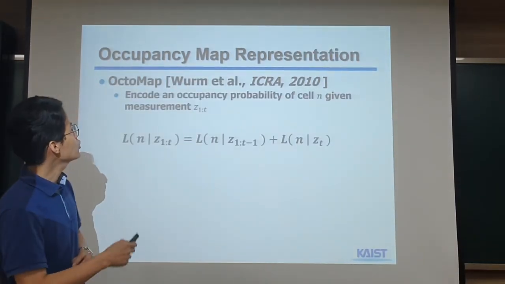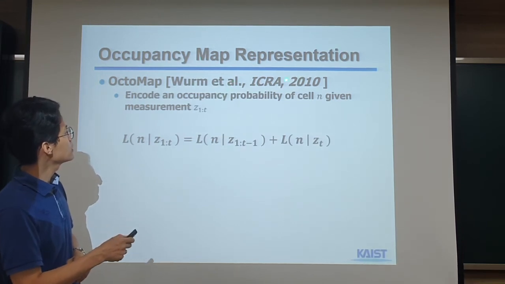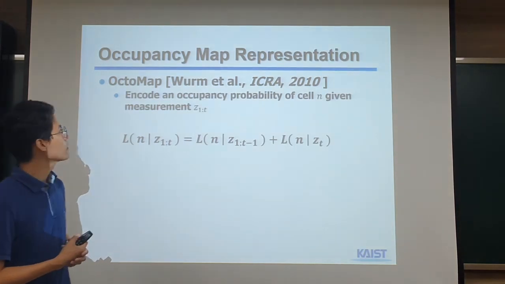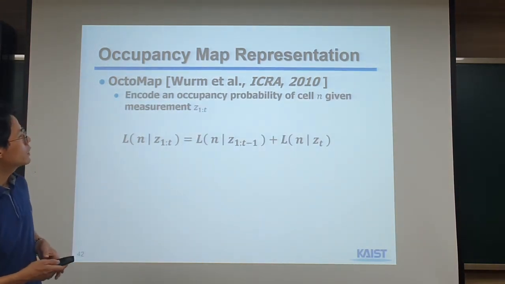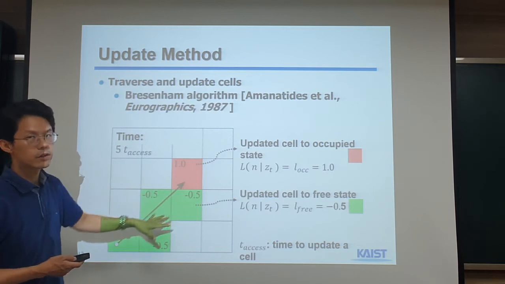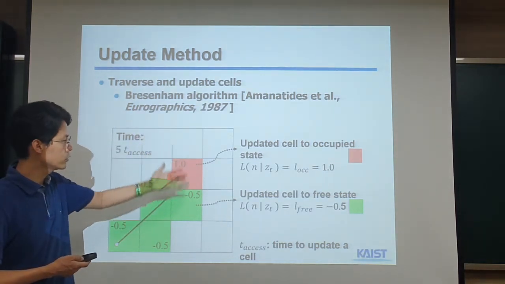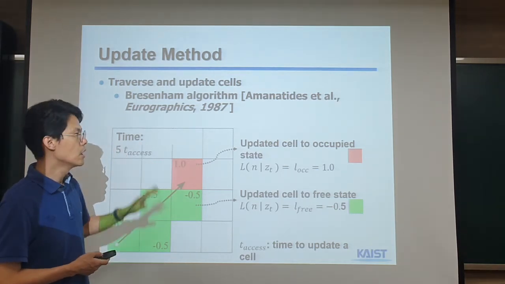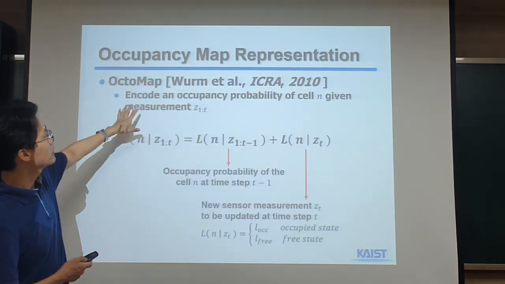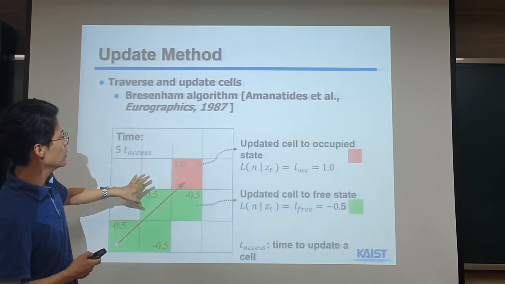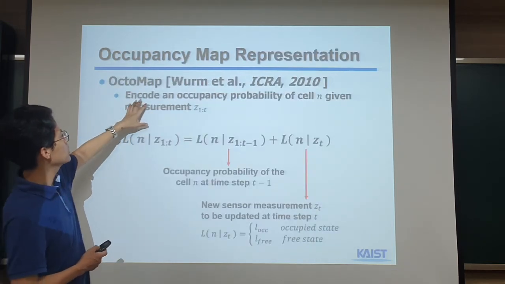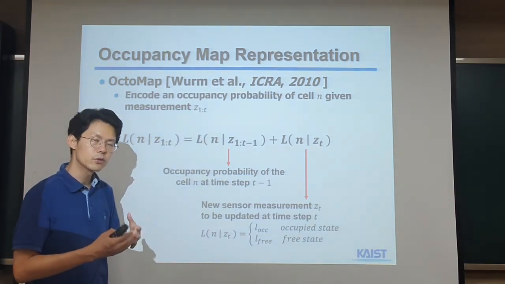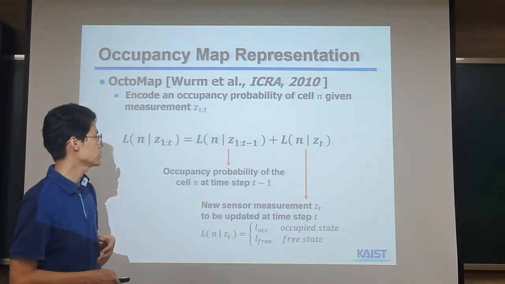Yeah, I'd like to talk about the occupancy map representation, which is very commonly used for handling sensor data. The main idea is that we use a grid map representation. We can use a simple 2D grid, a 3D grid, or an octree. But anyway, in each cell, we want to encode the occupancy probability. It means the probability of having an obstacle at that particular location.